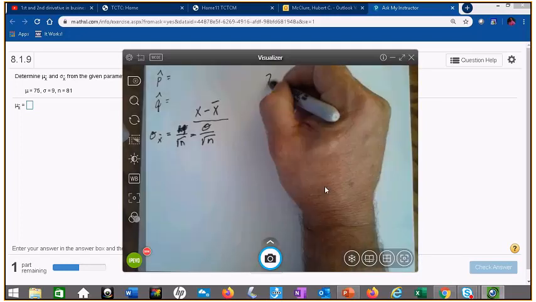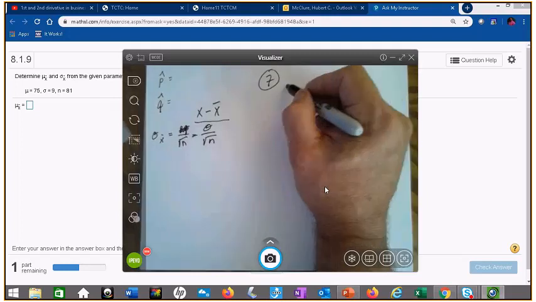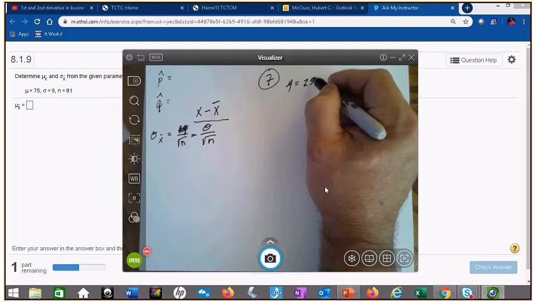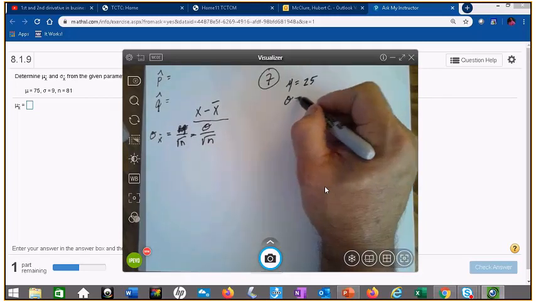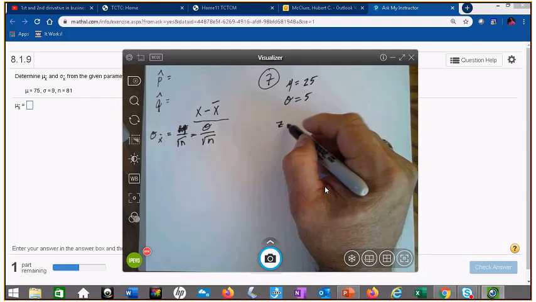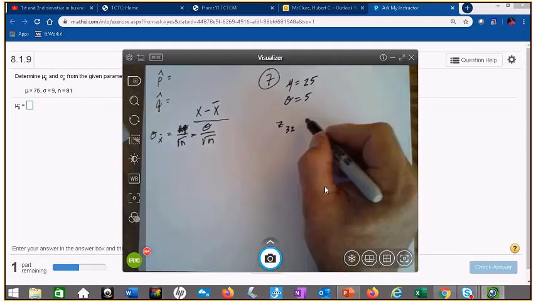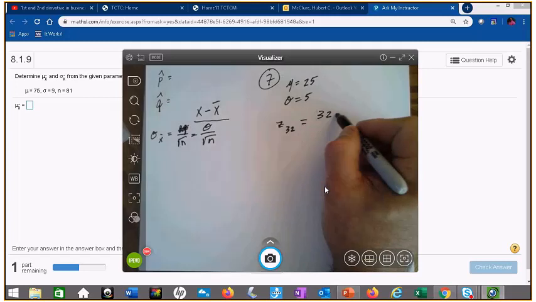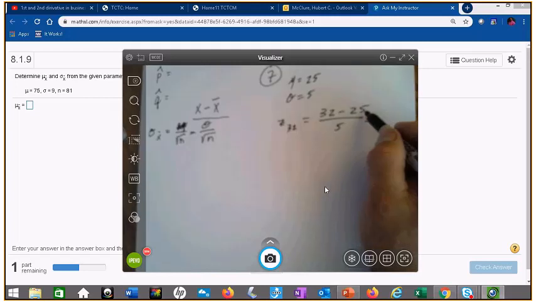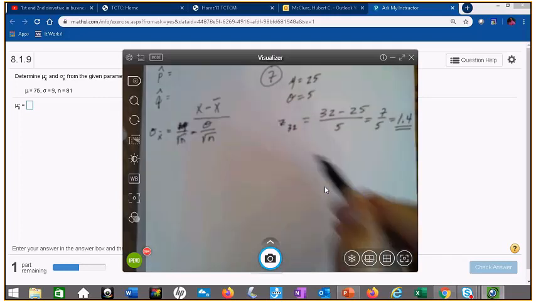Okay? Remember me telling you the difference between 7 and 8? In chapter 7, they gave you mu is equal to 25 and standard deviation of 5. And they want to know the z-score at 32. So then you would type in 32 minus 25 over 5. And 32 minus 25 is 7 over 5. Multiply by 2, that'd be 1.4. Okay, that was chapter 7.